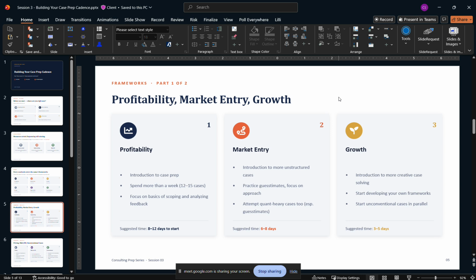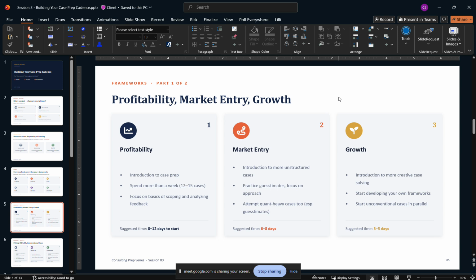So for everyone, profitability and market entry are your go-to basics. Your guesstimates by design will be tested in market entry. Feel free to try them before you get into market entry cases, while you're doing market entry cases, or after doing market entry cases. It's completely okay. There is no particular sequencing to it. Do spend at least a week on market entry. I've written 6 to 8 days, but that's completely subjective.